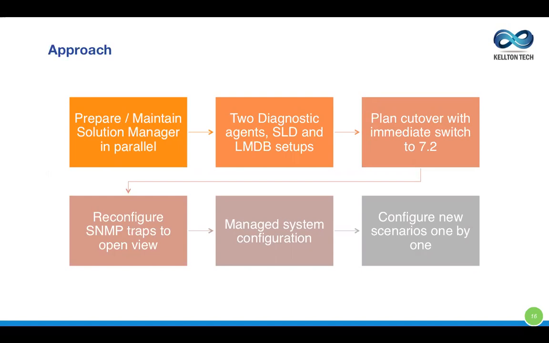And then we reconfigured the SNMP traps to get OpenView messages. And the managed system configuration for each system was already there for 7.1, but we had to do it again for the 7.2 system since it was a brand new installation. And the scenarios were configured one by one. We didn't jump on, okay, we want this, PI monitoring, BI monitoring, technical monitoring, everything. No, we did it in a phased manner. So we started with monitoring, then with the other things, and then the business process.